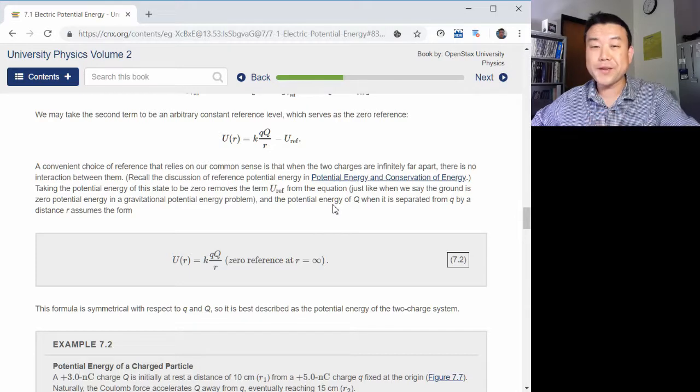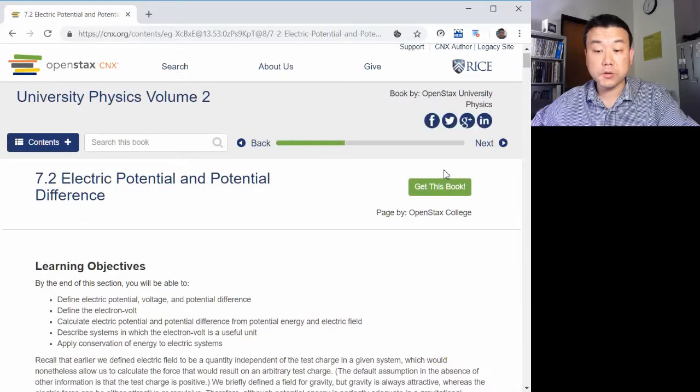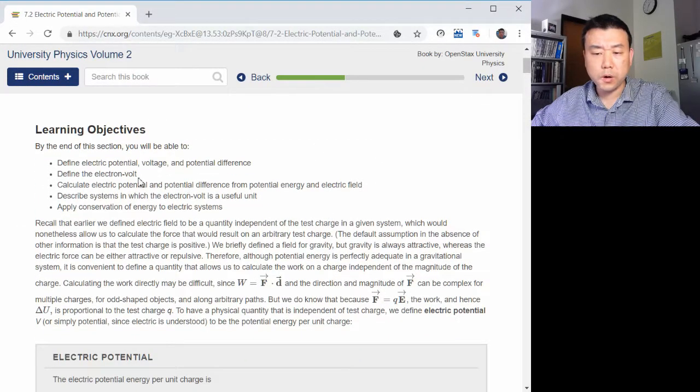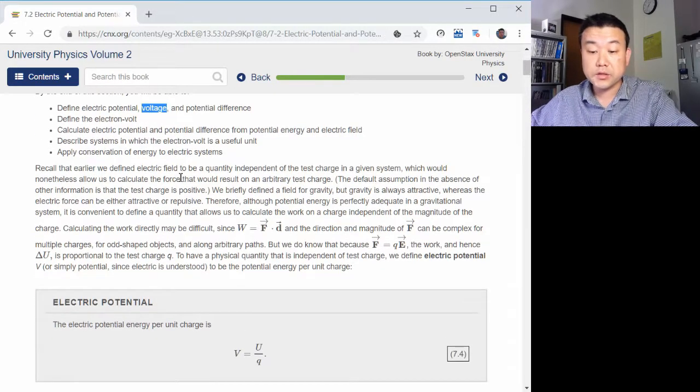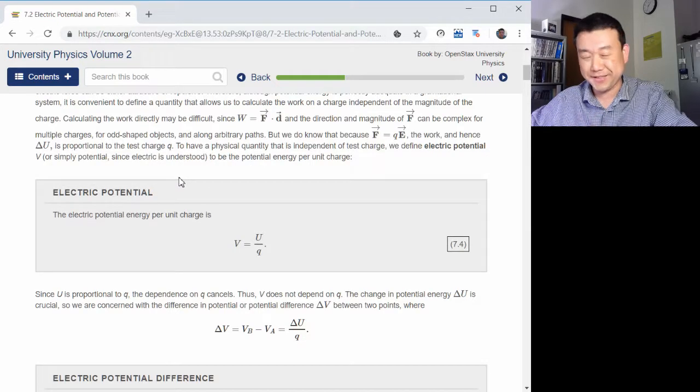The completely new material starts with the next section, 7.2, electric potential and potential difference. So I prefer to use the word voltage in place of electric potential. In any case, they are synonymous. They mean the same thing. But the reason I prefer the word voltage is because it's less confusing compared to electric potential energy. So electric potential is defined in terms of the electric potential energy. That's one of the reasons it's confusing.